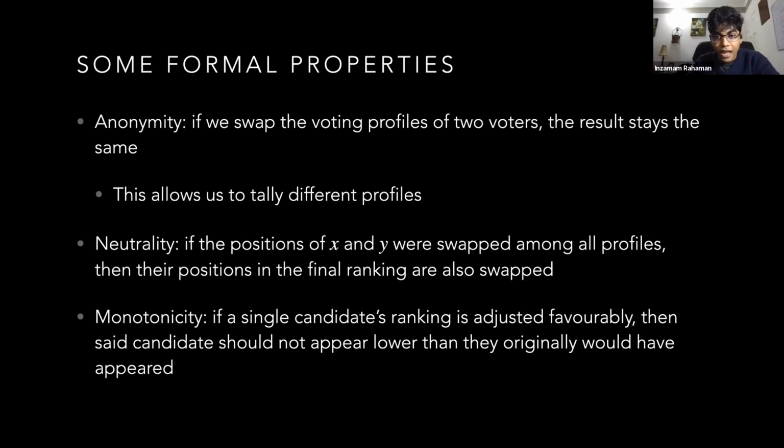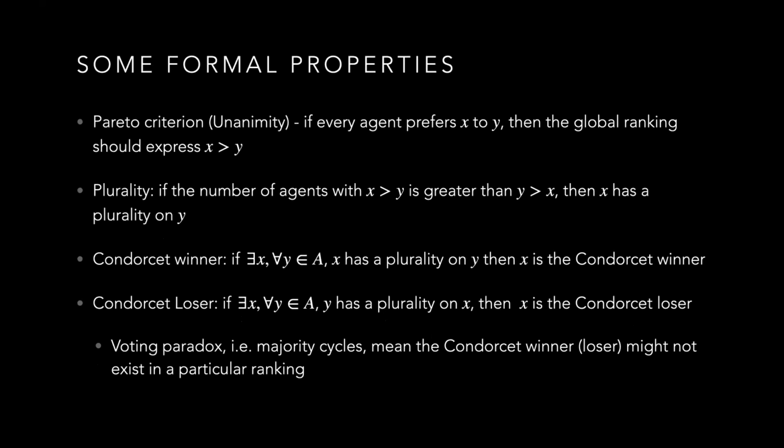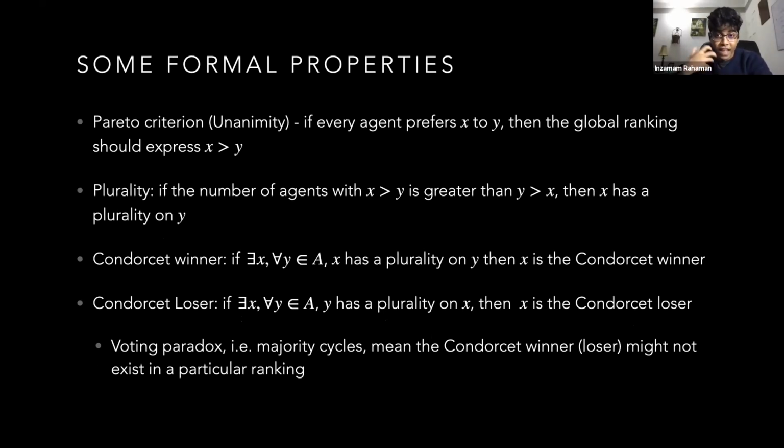Which is, if a single candidate's ranking is adjusted favorably, let's say, for example, if X is bumped up one space, then X's ranking should not fall in the overall global ranking. So basically it means that if X is liked more compared to some baseline, their ranking in the global output should not drop, right? The Pareto criterion, or unanimity, is that if every agent prefers X to Y, then in the global ranking, X should be higher up than Y, right? So if X is unanimously preferred to Y, then X would be higher up in the ranking compared to Y.